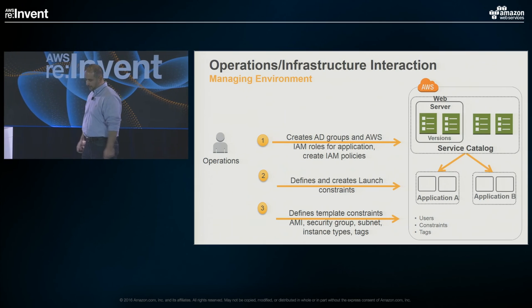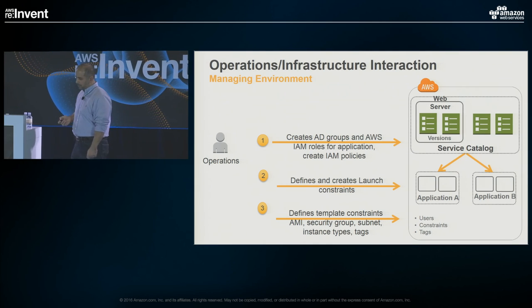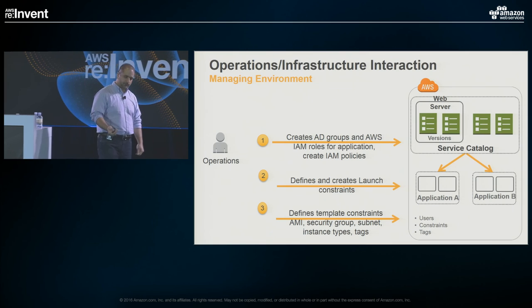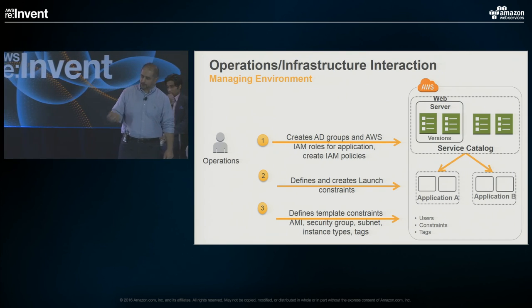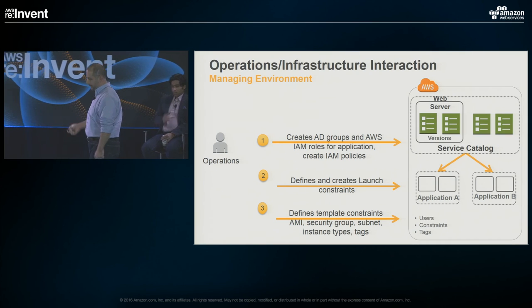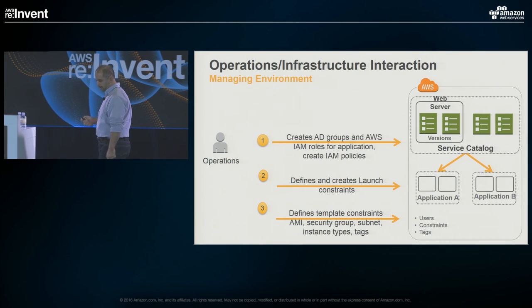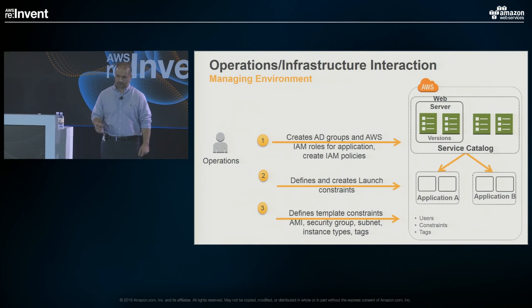So here's what it looks like from a process point of view. The operations folks, or the InfoSec people, they create the Active Directory groups. They create the IAM roles. They create the IAM policies. They have full control over the environment. They create the launch constraints within Service Catalog.